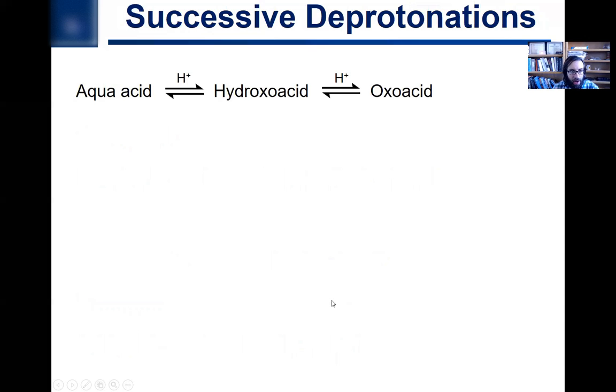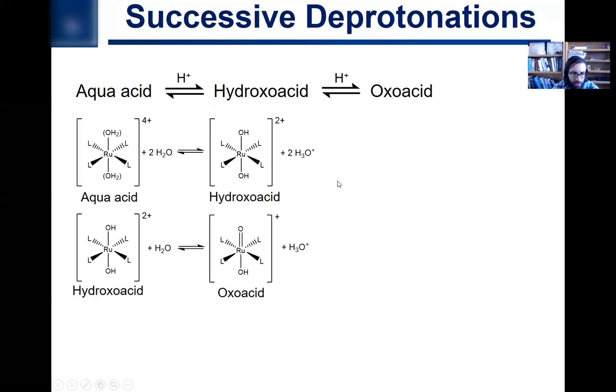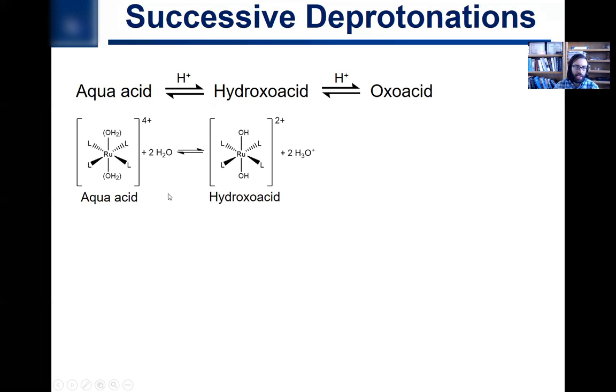So you can think about aqua acids, hydroxo acids, and oxo acids as being related. This is why it's useful to have these terms in the first place. They're just successive deprotonation. So to go to a hydroxo acid from an aqua acid, you lose a proton. And if you go from a hydroxo acid to an oxo acid, you lose a proton further.